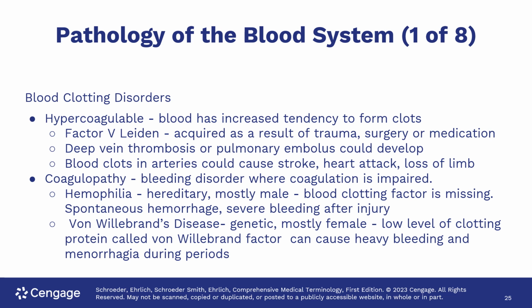Diseases of the blood can include clotting disorders. Hyper is excessive or increased. So hypercoagulable is increased coagulable state. Increased tendency for that blood to clot, like with a DVT, or clots in other places like the heart causing a heart attack or brain causing a stroke. A genetic disorder that leads to a hypercoagulable state is factor V Leiden.